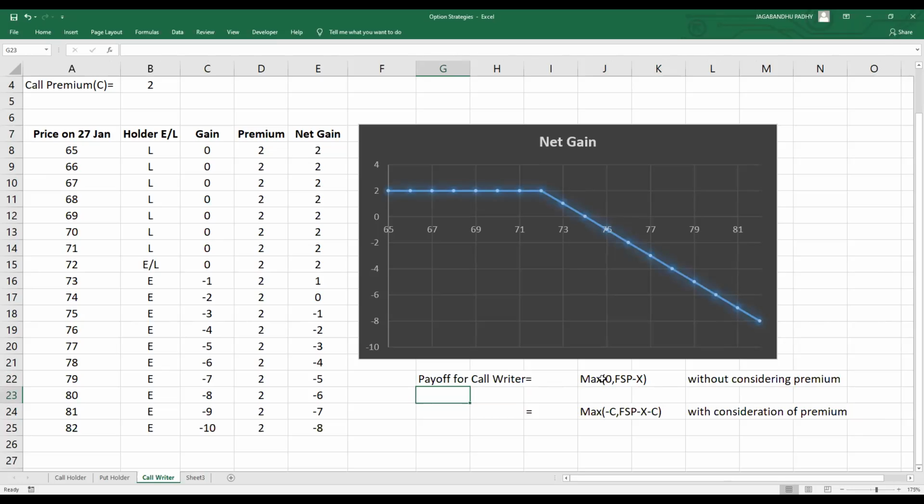Without zero is what we are considering, sir, without the premium. Like negative infinity to zero. Can I write this as minimum instead of maximum? Minimum of 0 or FSP minus strike price. Can I say this? Yeah, strike price minus FSP, take the minimum.